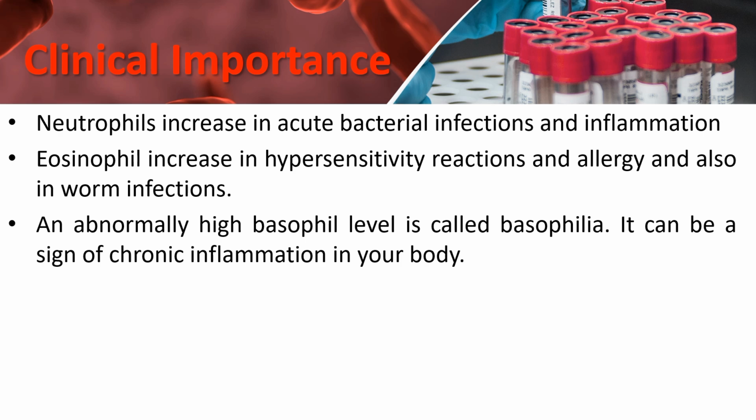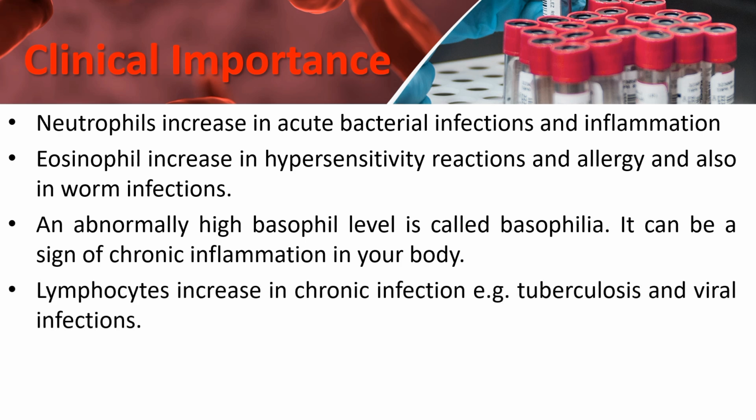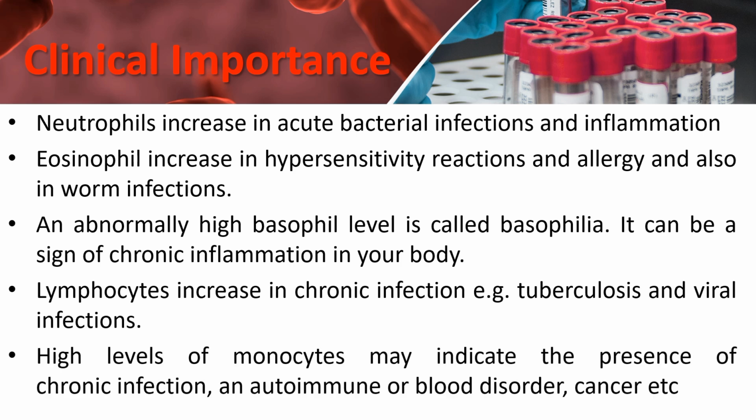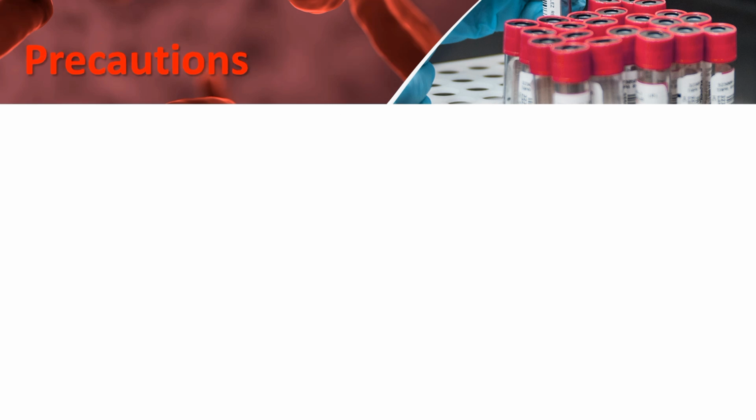Normal count of lymphocytes is 25 to 30%. Their number increases in chronic infections such as tuberculosis and viral infections. These lymphocytes produce antibodies and cell-mediated immunity. High levels of monocytes may indicate the presence of chronic infection, an autoimmune or blood disorder, cancer, or other medical conditions. What are the precautions?